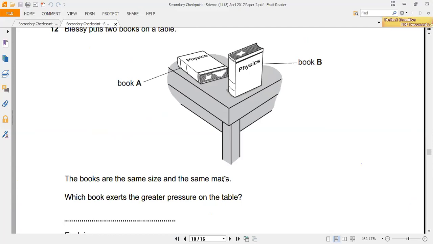Okay. I think one of you said area is pressure over mass. Yeah, that's right. You are right.